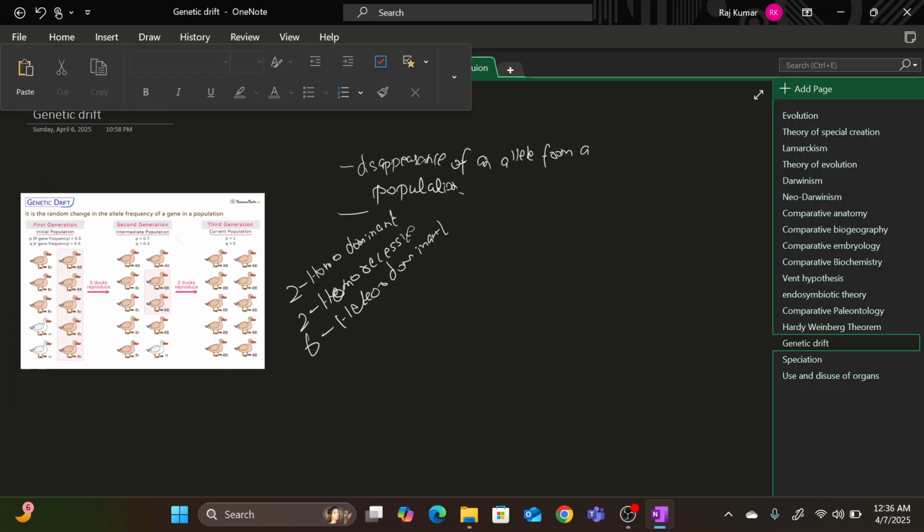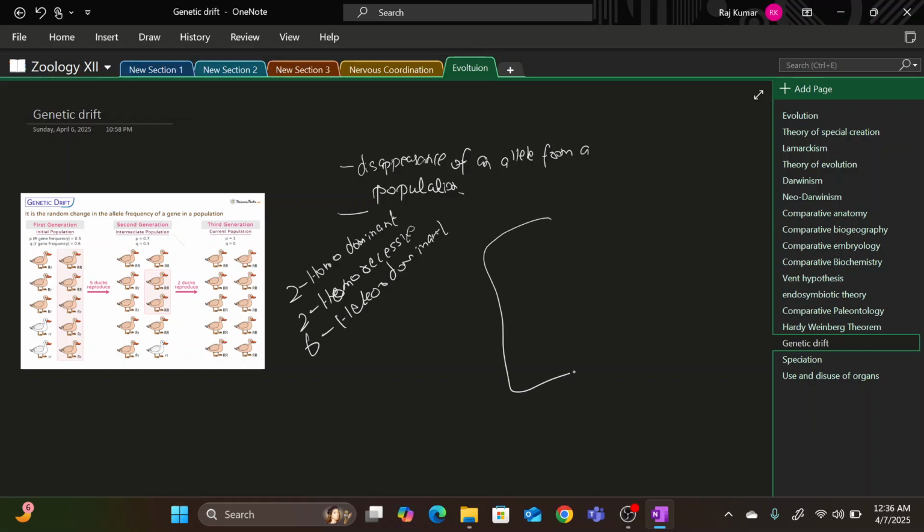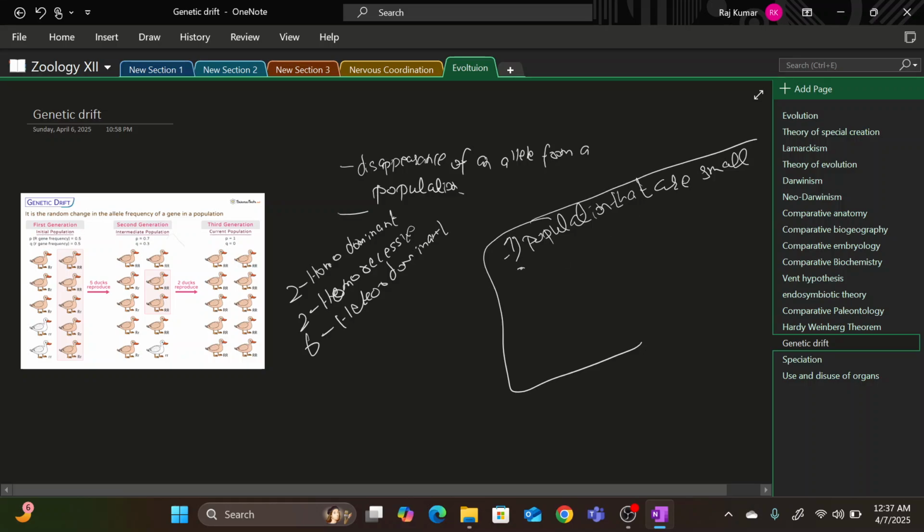Now, there are certain conditions for genetic drift as well. Genetic drift has conditions. Number one condition: genetic drift applies preferably to small populations. It applies to all populations, but to have more accurate results and more chances of genetic drift, we use populations that are small.